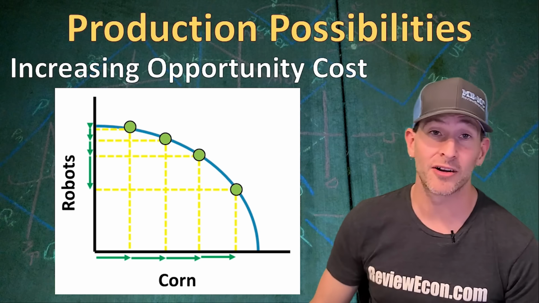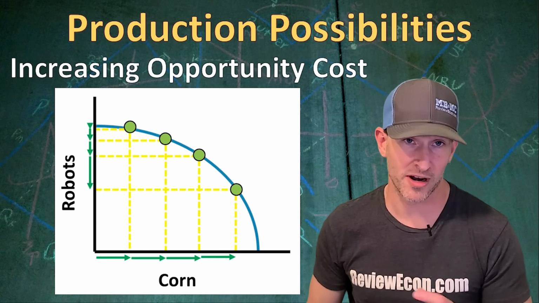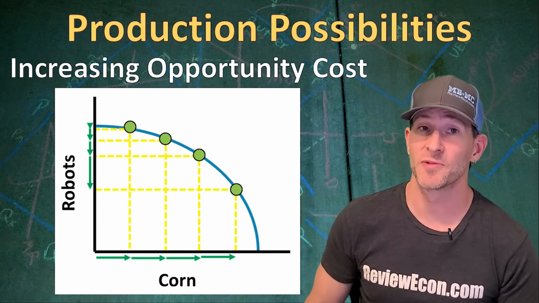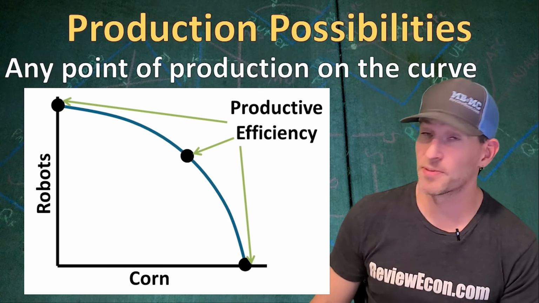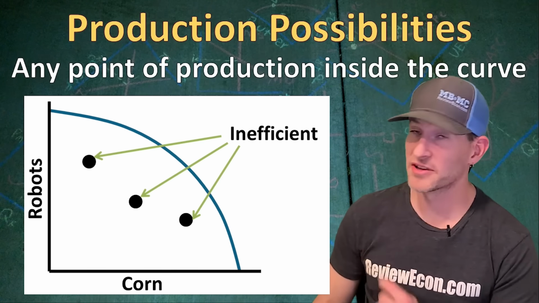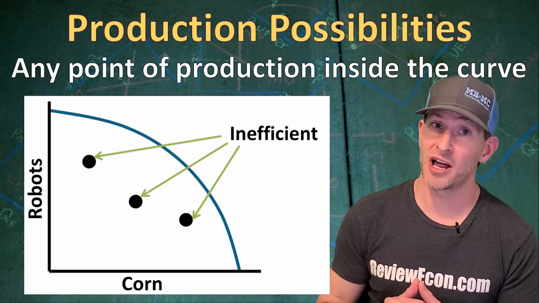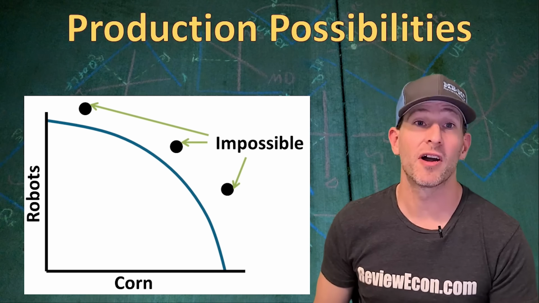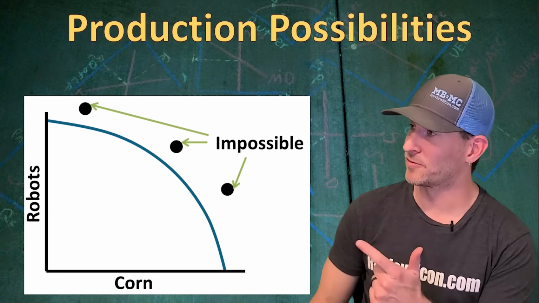If we have a bowed out curve like this, it means that we have increasing opportunity costs. As you produce more and more of one of these goods, the opportunity costs in terms of the other good will consistently increase. And that's because the resources that are used to produce these goods are not perfectly adaptable. Any point of production on a production possibilities curve means that the economy is productively efficient. Any point of production within the curve is inefficient, and it means some resources are sitting idle and not being used. In a macroeconomy, it means we have a recession and we have high levels of unemployment. Points of production outside the curve are impossible because of scarce resources. We can't have an unlimited amount of both corn and robots in this example.